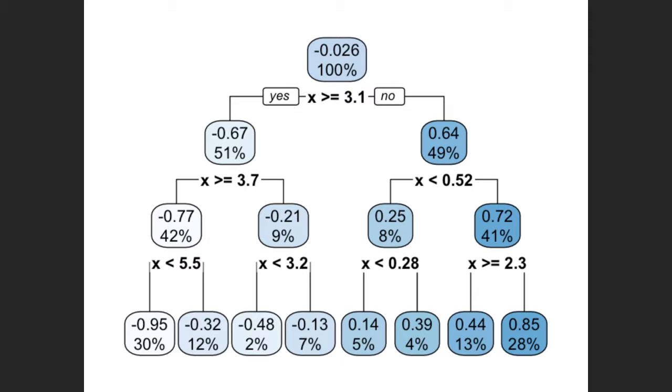Notice that the different nodes at the bottom have varying sizes in terms of the total percent of the original data at those nodes. In particular, the far edge ones are much larger than the others. One has 30% of the data, and the average response value is close to -1, it's negative 0.95. Similarly, the other one has response value average 0.85, fairly close to 1. That's 28% of the data.